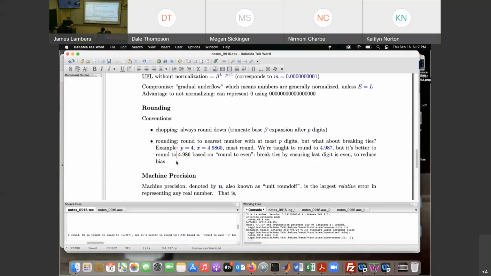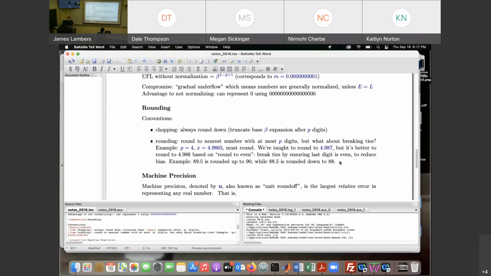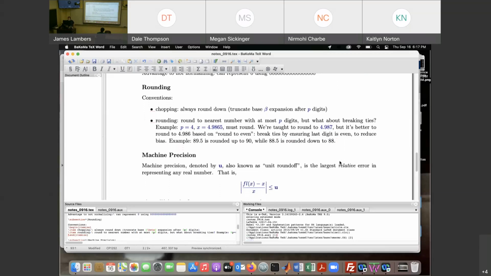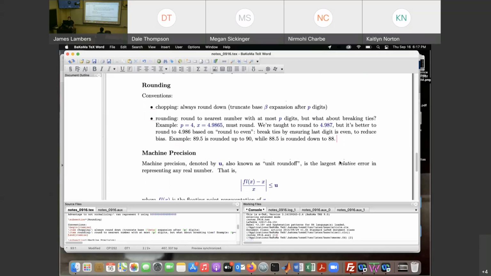So as an example, 89.5 is rounded to 90, so you get an A, while 88.5 is rounded down to 88. Okay. So rounded to odd will cause bias.